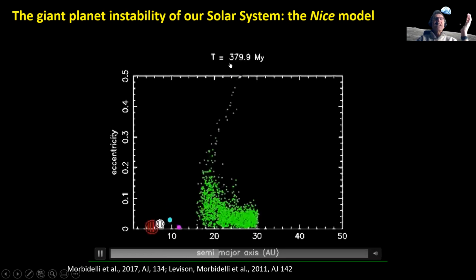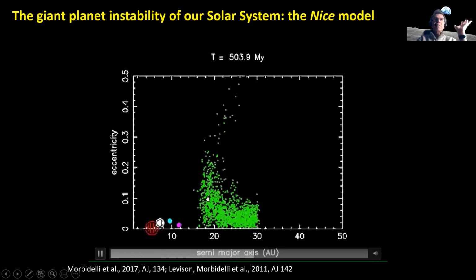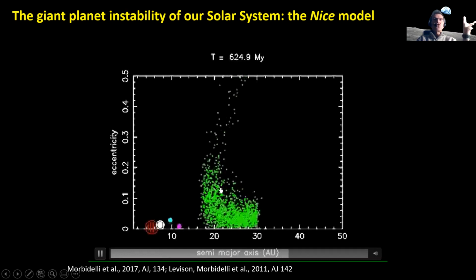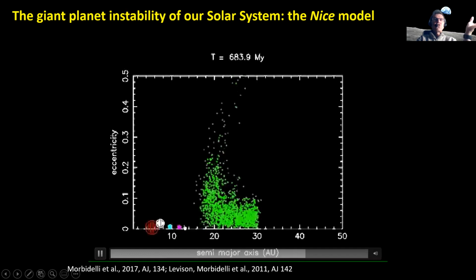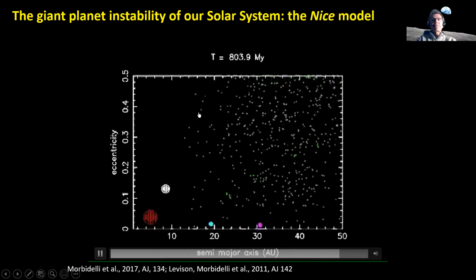And after some time, and this simulation is very long, so you have time to speak. The time depends on the separation between Neptune and the inner edge of the disk. It can be short or long, depending on whether the separation is small or large. After some time, the planetary system becomes unstable.